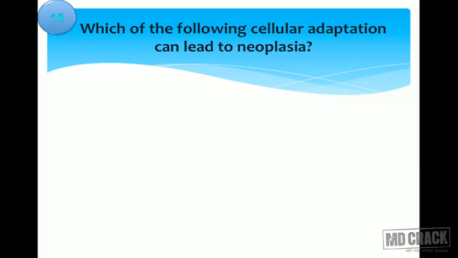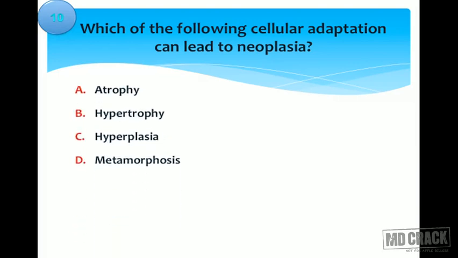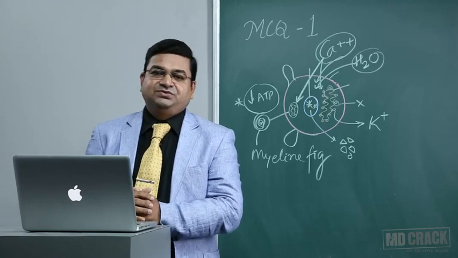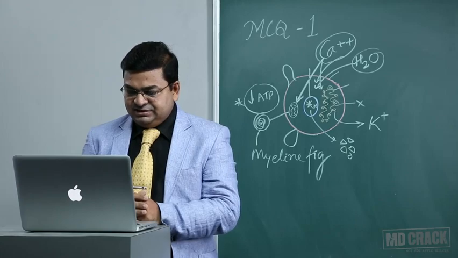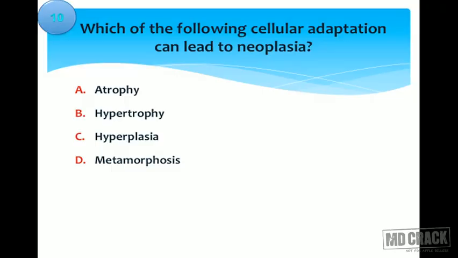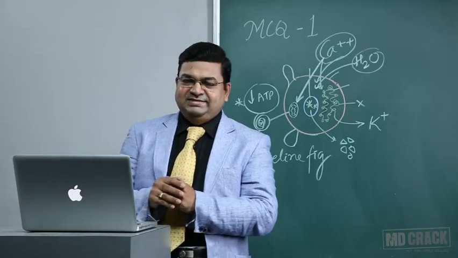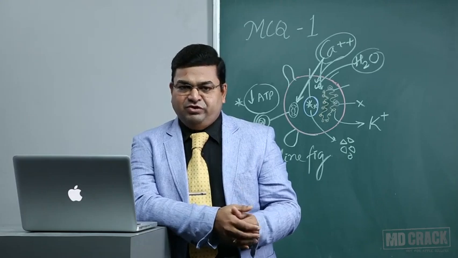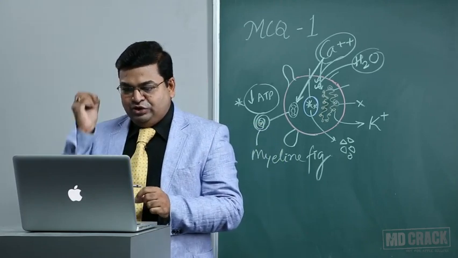Last question of this session. Which of the following cellular adaptations can lead to neoplasia? So we know that we have different types of cellular adaptation, but some of these adaptations can lead to neoplasia. They can even turn into malignant if you don't treat them. So let us have a look. Atrophy, decrease in the cell size, as well as the organ will undergo decrease in size as such. Hypertrophy, increase in the cell size, organ also will increase in size. Hyperplasia, increase in the number of the cells. Metamorphosis, as I told, only one example, that is Ito cells will be converted into myofibroblast. So which one do you think can lead to neoplasia?